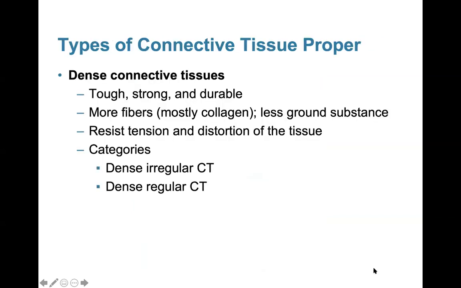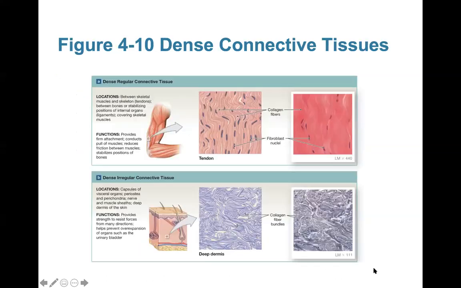The dense connective tissue comes in two forms: dense regular and dense irregular, and it's really going to be the arrangement of the fibers that'll distinguish between the two. Dense connective tissue is very tough, strong, and durable. It has more fibers, mostly collagen, less ground substance. It helps to resist tension and distortion of the tissue.